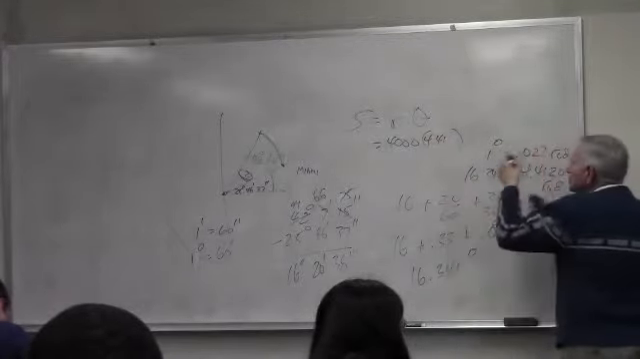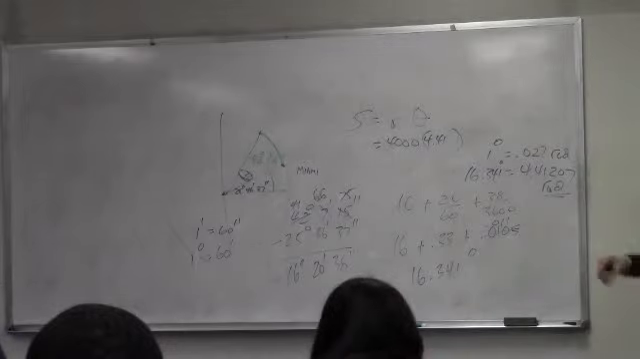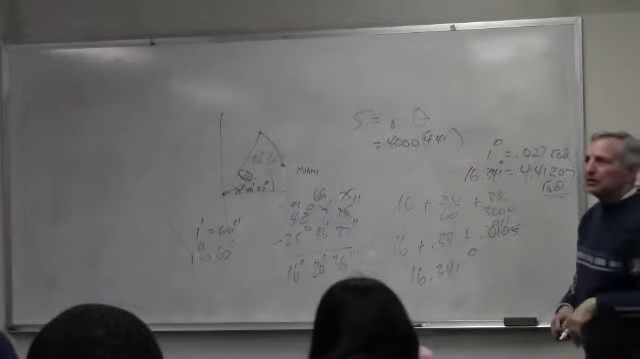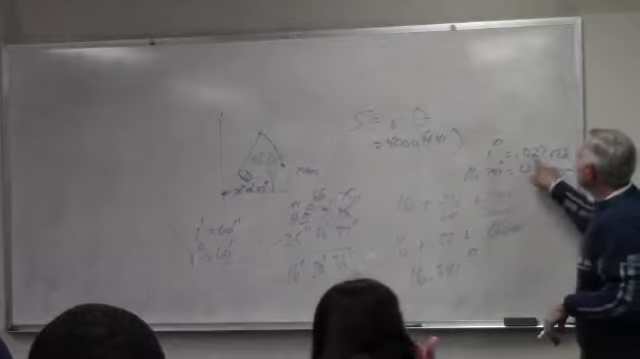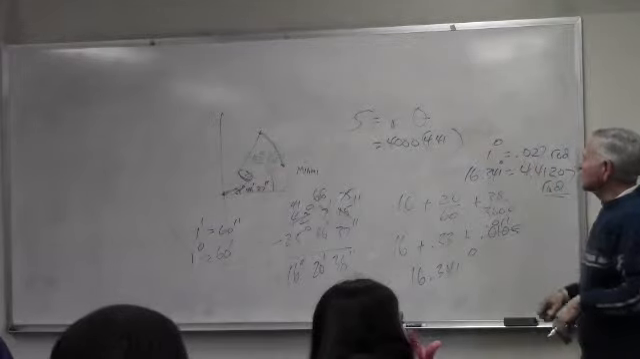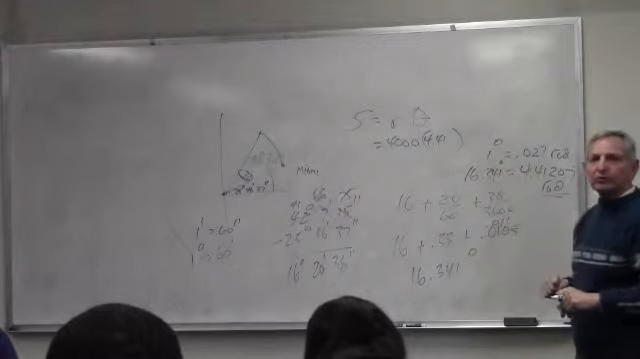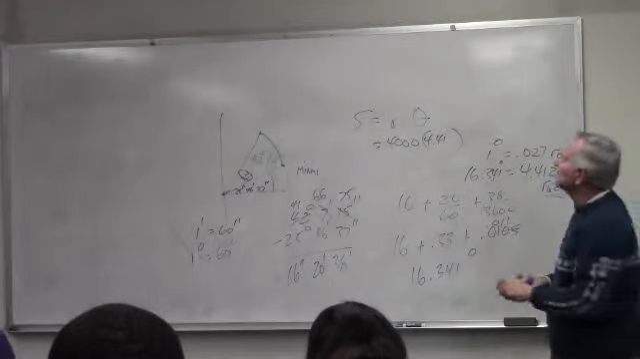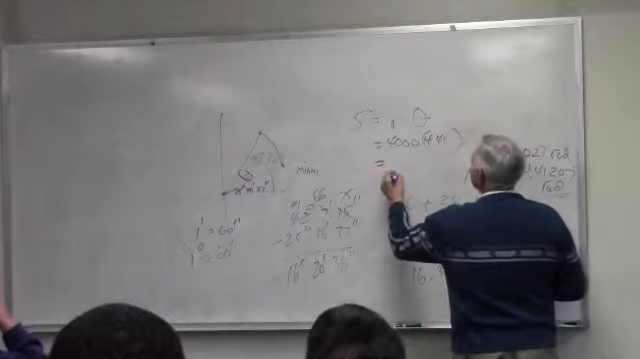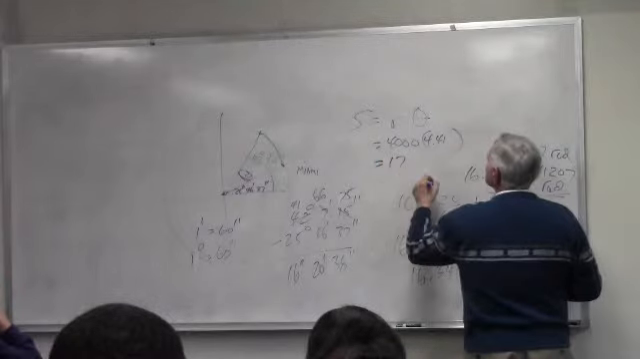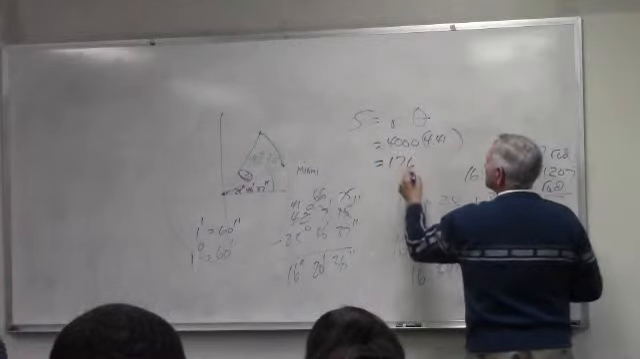4.41, that's good enough. Now multiply by 4,000. You multiply 16.341 times this to get this. So now we're going to do 4,000 times 4.41, which is 17,640.